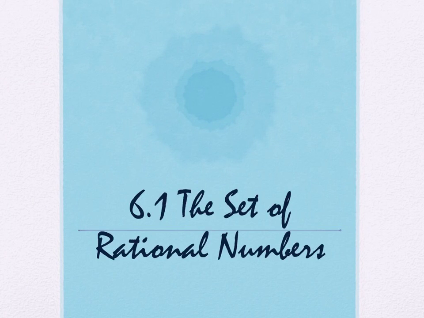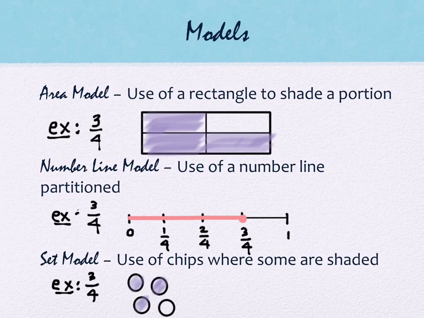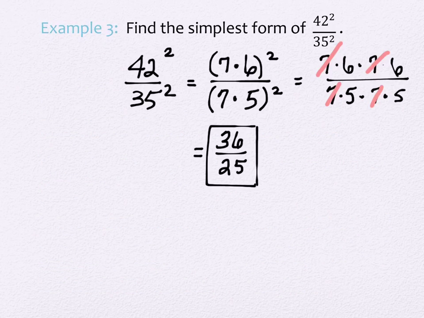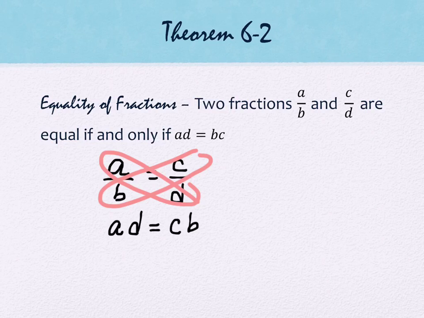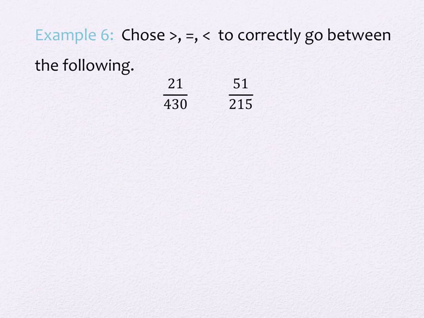All right, section 6.1, we were working on last time, the set of rational numbers, and we were comparing fractions. We had looked at different ways to compare fractions. Are they equal? Which ones are bigger? And so forth. We had 4 methods in which to do this. And we are encountering this problem right here, where we are asked to figure out which of the 3 symbols goes correctly between the 2 fractions.